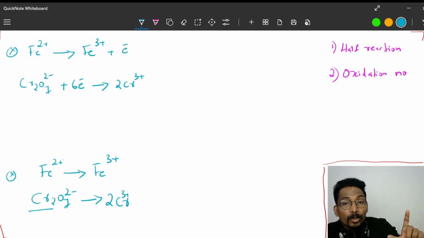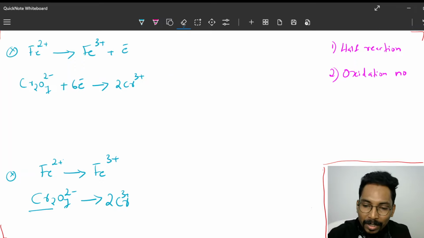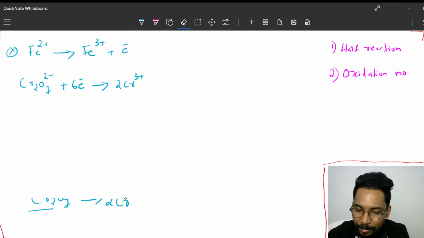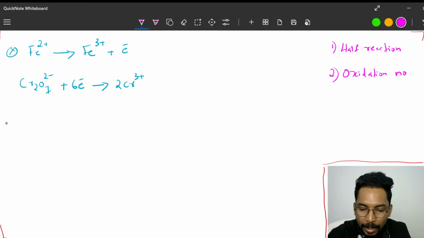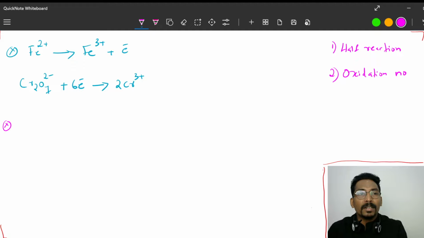So I am repeating again: Fe2+ becomes Fe3+ by losing one electron. That is oxidation. Cr2O7 2- becomes 2Cr3+ by gaining 6 electrons. That is reduction. Clear? Good. So we are moving to the next step. What is the next step? Next step is, listen, in the first equation you can see only one electron is there.